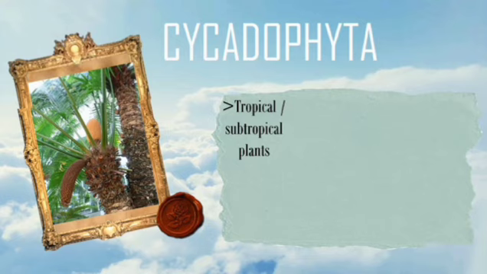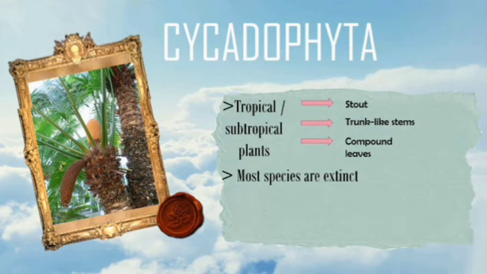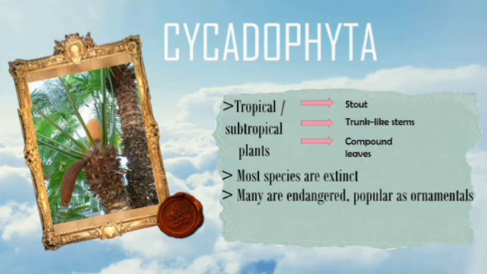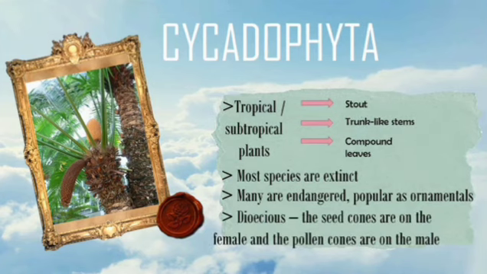Cycadophyta is tropical and subtropical plants with stout, trunk-like stems and compound leaves that resemble palms or ferns. Most species of Cycadophyta are now extinct. Many are endangered because it is popular as ornamental plants. Cycadophyta are dioecious. The seed cones are on the female plants and the pollen cones are on the male plants.